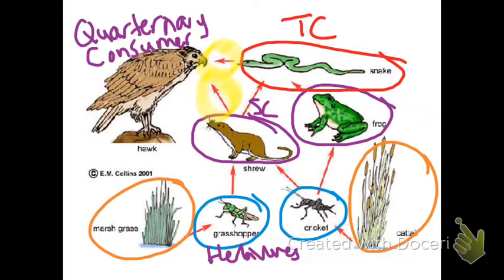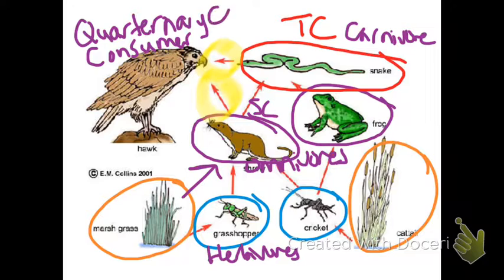Our shrew and our frog are going to be omnivores because they are secondary consumers. The shrew could also eat the grass. We just aren't showing that arrow. They've neglected to leave that one off. And our tertiary consumer is going to be a carnivore, as well as our quaternary consumer. So that'll be a carnivore as well.